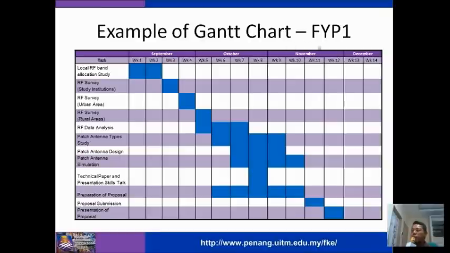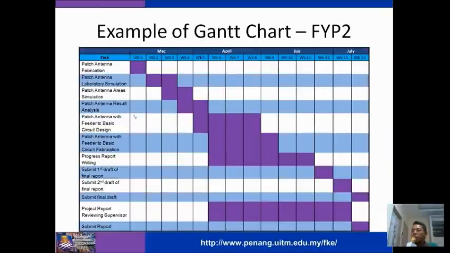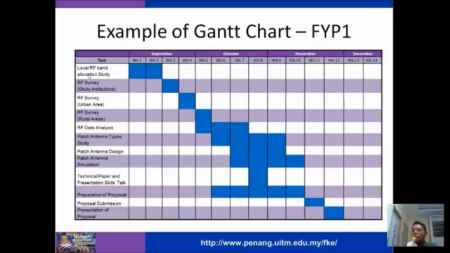Like for this one, this is for FYP1, and then this is for FYP2. So you have 2 semesters over here. So the task here must be something that is specific, and you have to make sure you can complete all the tasks here within time. Okay, don't simply put the task here by copying other students' tasks. That is not proper, and that is not your plan anyway. So you have to plan yourself.